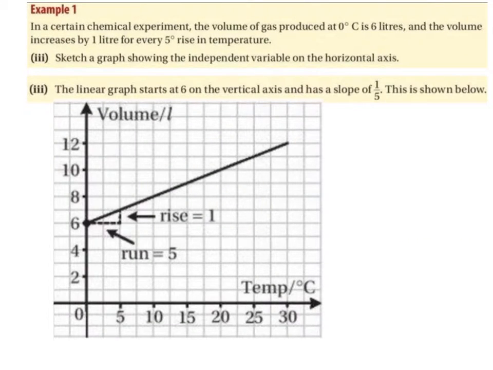Part 3. Sketch a graph showing the independent variable on the horizontal axis. So the temperature has to go along the horizontal axis, and obviously then the volume will go along the y-axis. So we start off by drawing out our x and y axis.